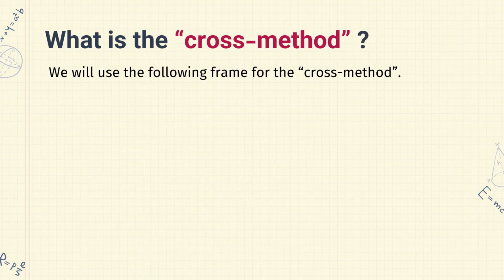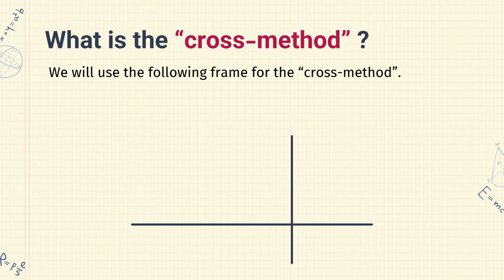So what is the cross method? In the cross method, we will be using the following frame. Usually we will start off by drawing this horizontal line first, followed by a vertical line. We will proportion our space in this manner, so it's like a table that we're drawing: a larger space over here, followed by one small row here and one small space here, and then one space over here. This frame is going to be used in a specific manner.